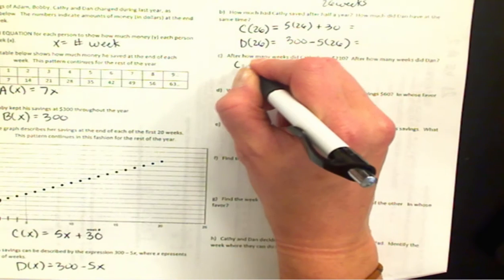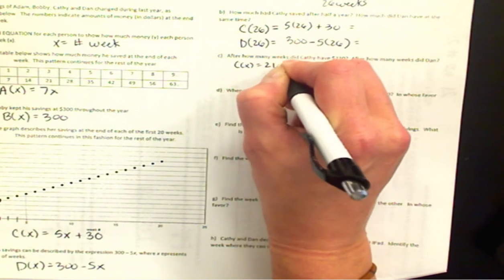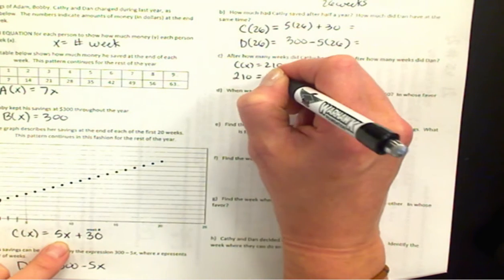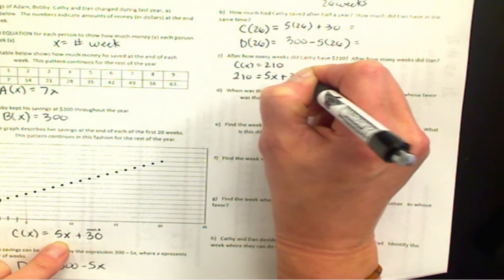After how many weeks did Kathy have 210? Okay, so I want to know when Kathy had the output of 210. Means I'm solving for the input. So I take Kathy and I set it equal to 210. Could you have made a table of values for 52 weeks and just found the answer? Yeah, but it's a little bit slow. Right? Algebraically is much faster.